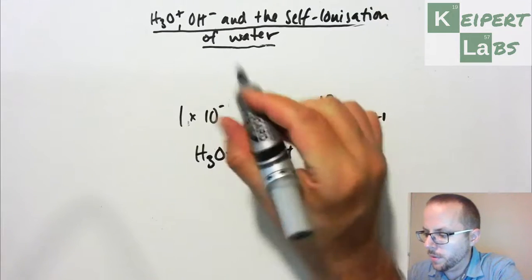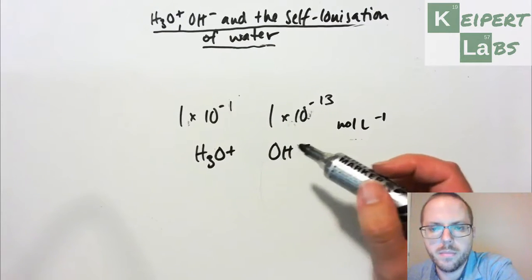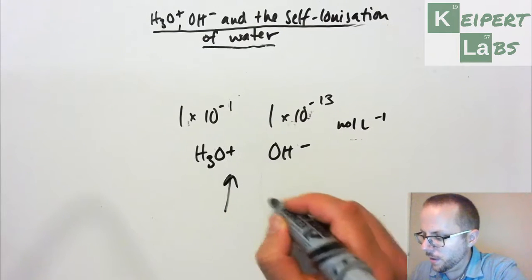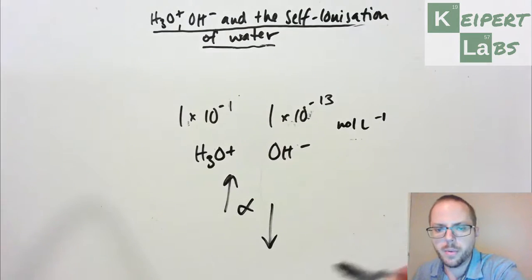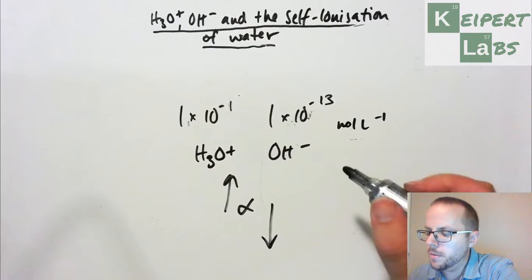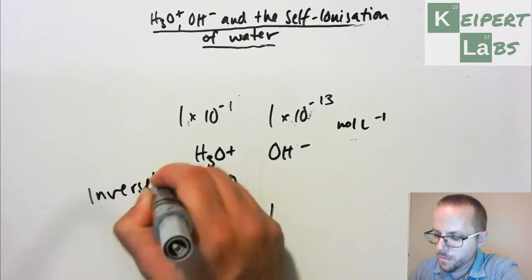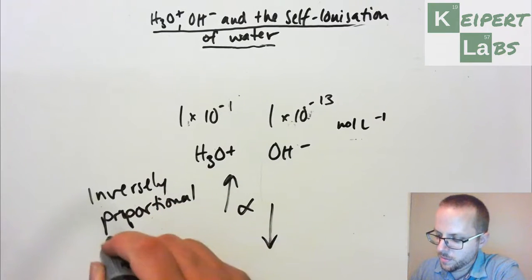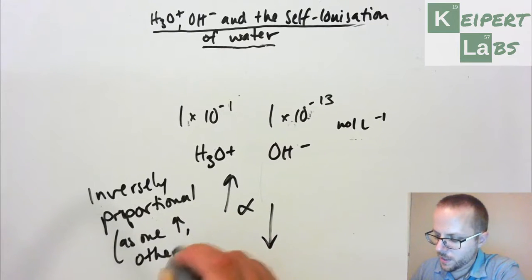And say we even get to the point where it's 1 times 10 to the minus 1, and we end up with 1 times 10 to the minus 13 moles per litre for hydroxide. So we see that as one goes up, the other goes down, and it's proportional. Remember that we've used this kind of language. I'm just drawing symbolically at this point. So we use this term inversely proportional to each other. That is, as one goes up, the other goes down.